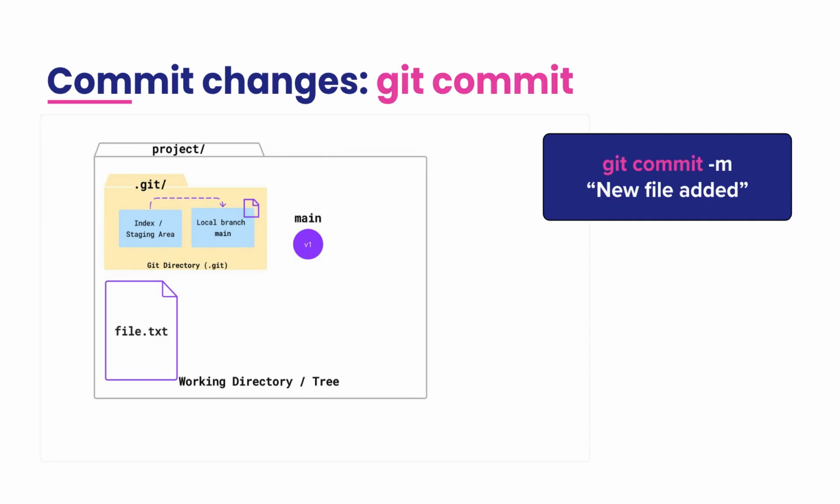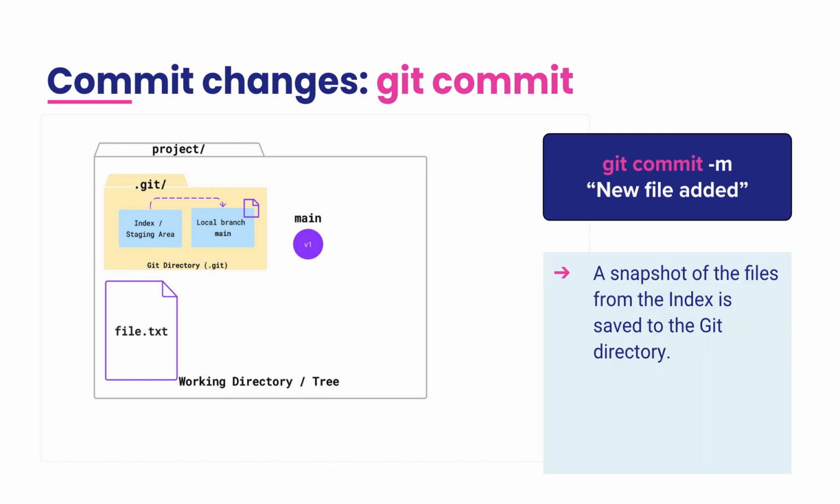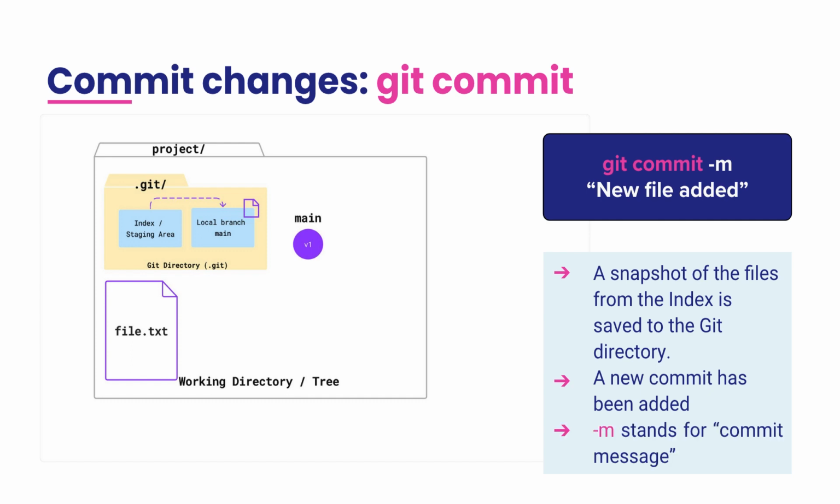To save changes to Git, we use the git commit command. When we commit changes, Git takes a snapshot of the files from the index or the staging area to the Git directory, creating a new commit in the repository. The -m flag stands for commit message. It allows you to provide a concise and descriptive message that explains the purpose of the commit. By using the git commit command with a meaningful commit message, we maintain a clear and organized history of our project, making it easier to track and manage changes over time.